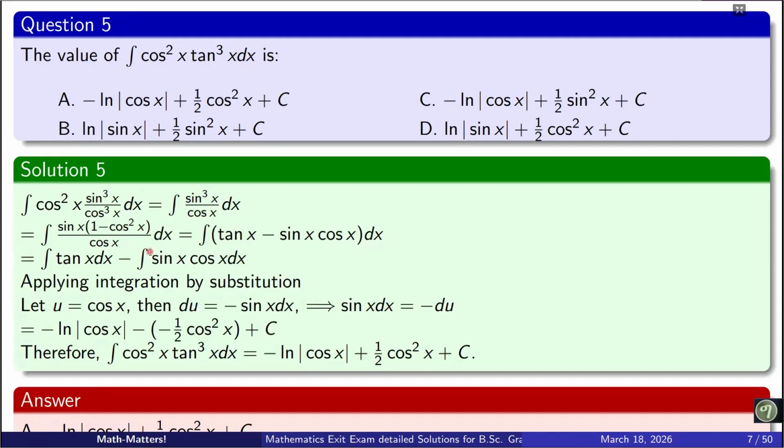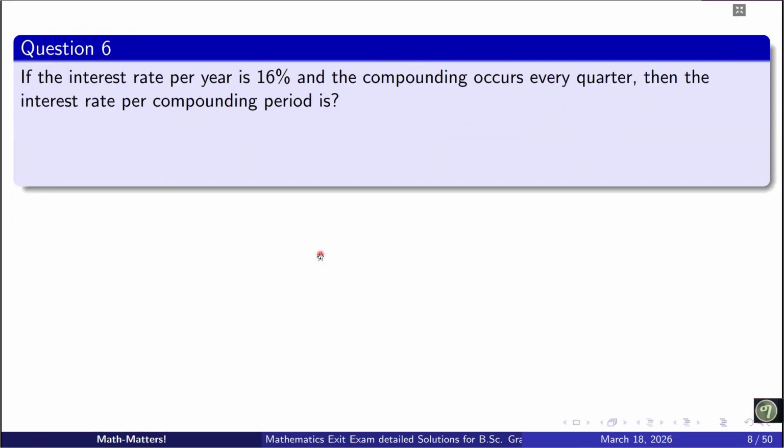The next question. Question number 6. If the interest rate per year is 16% and the compounding occurs every quarter, then the interest rate for the compounding period is: A 0.04, B 0.004, C 0.4, and D is 40.